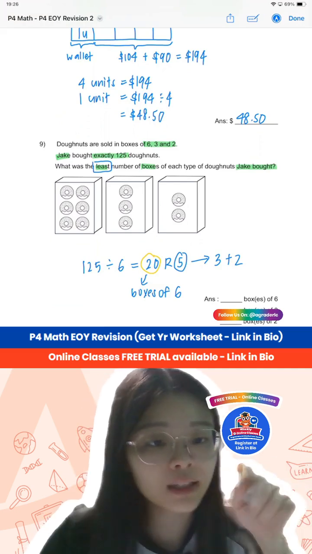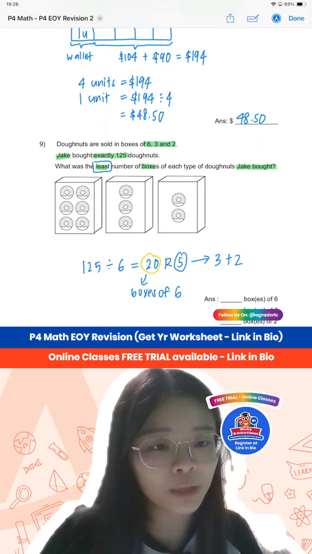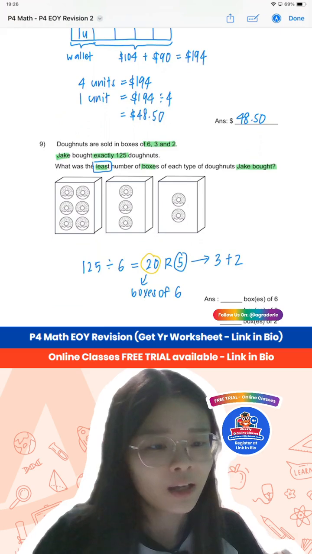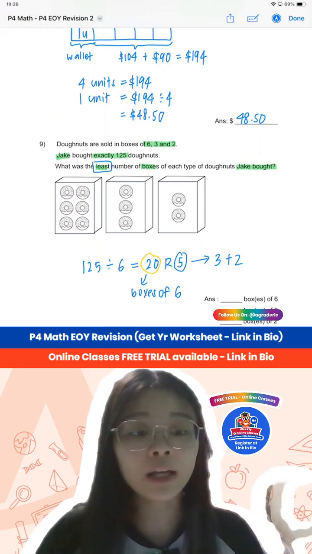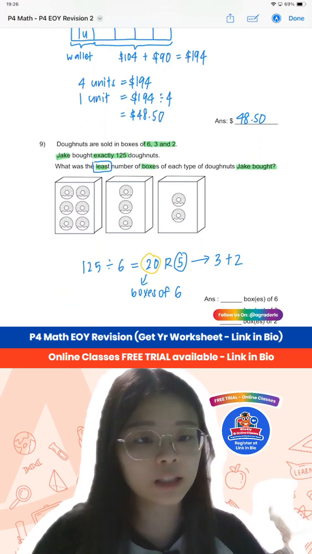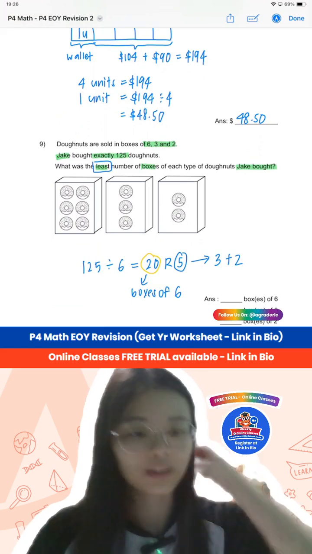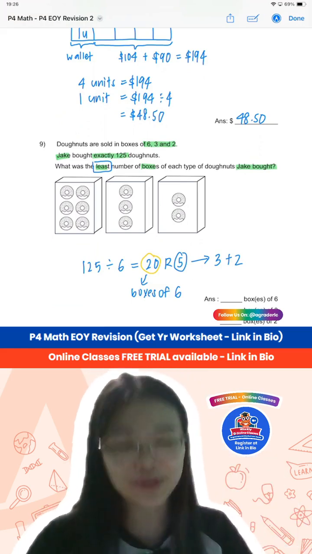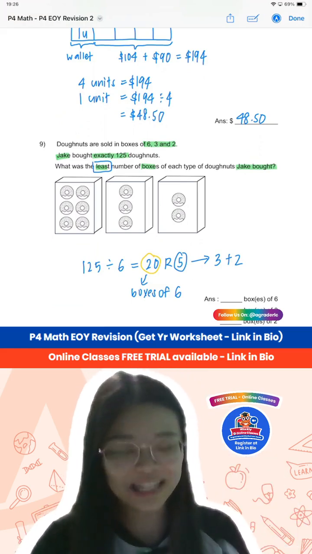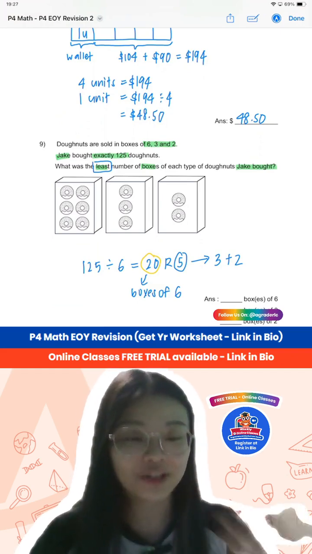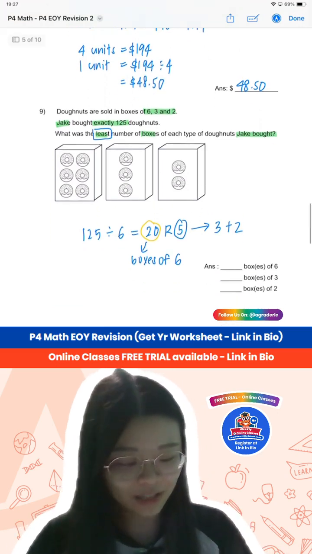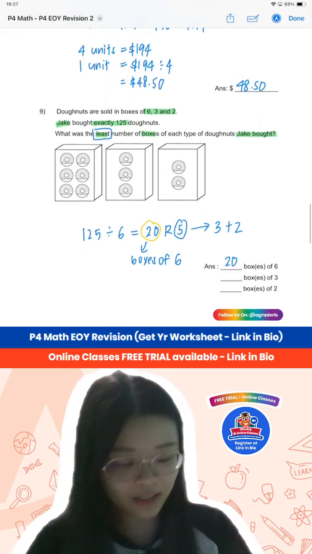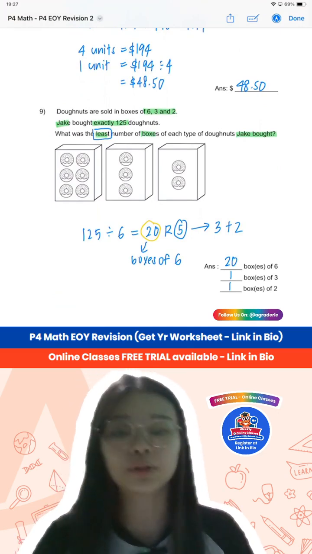Heart shape says 5 is 1 of 3 and 1 of 2. Very good. This is clear. Can I use calculator? No, you can't use calculator. This is P4. Kelly, you can't buy half a box of donut when they already say they are sold in boxes of 6, 3, and 2. So you cannot tell the person you want to buy half of the box. So the answer is there are 20 boxes of 6, 1 box of 3, 1 box of 2.